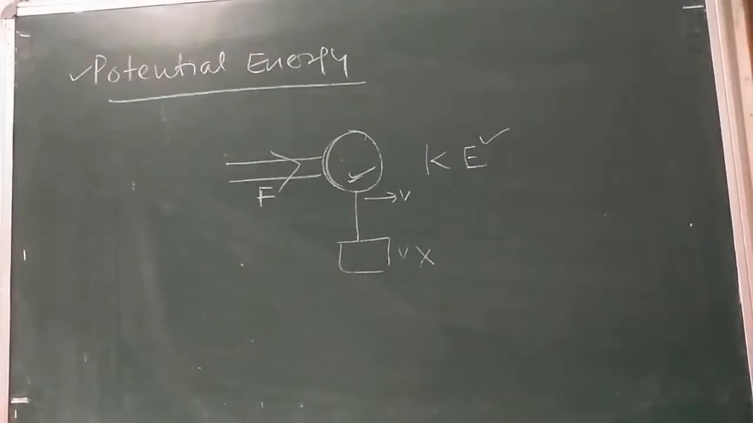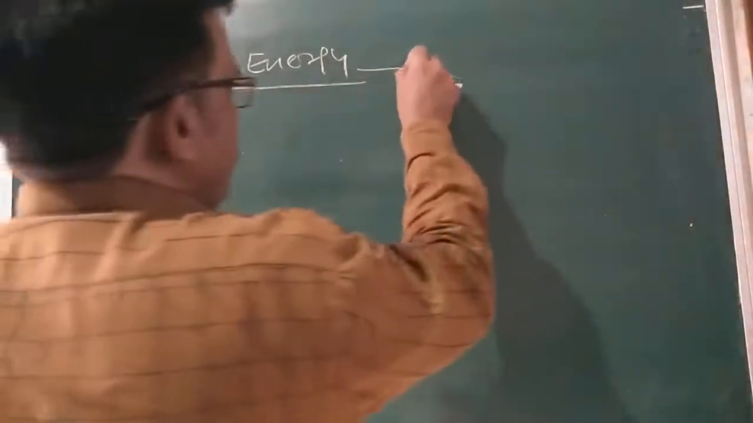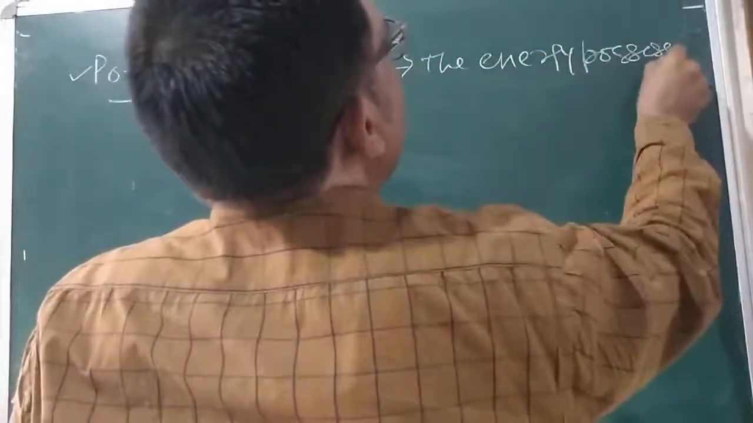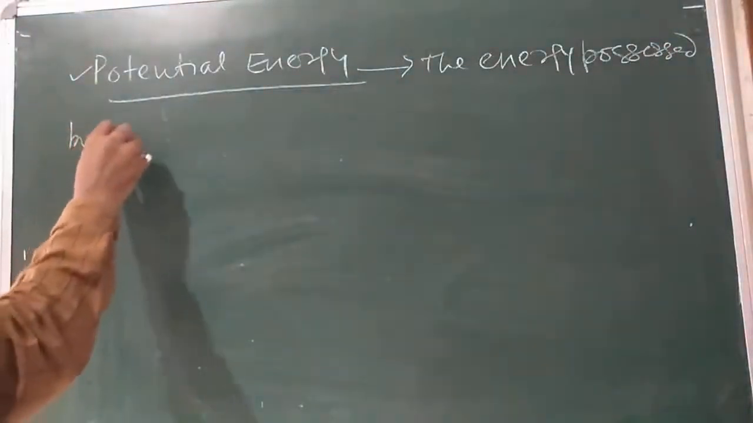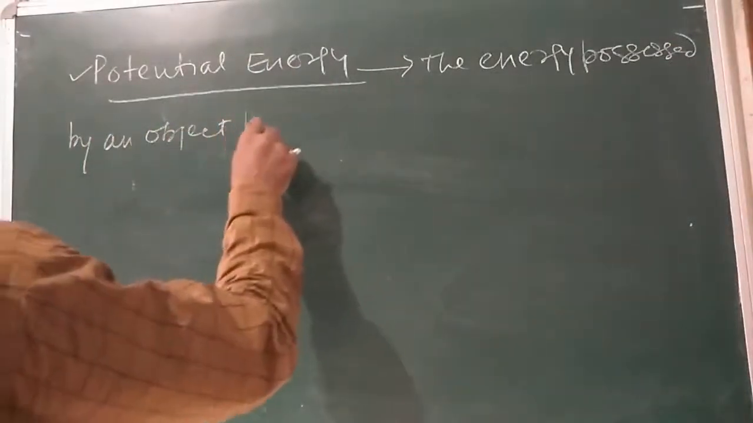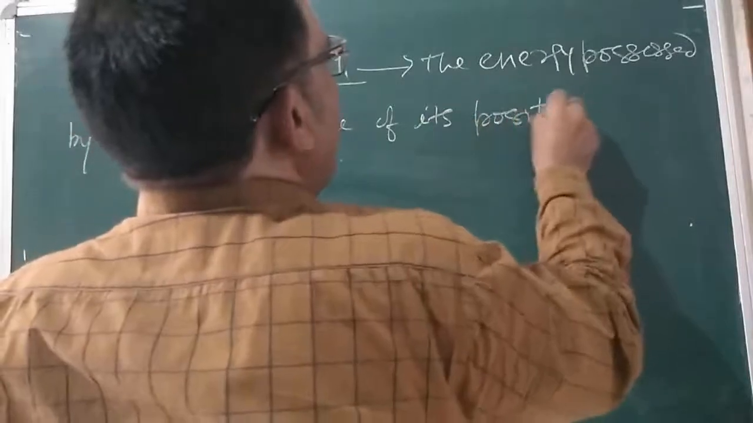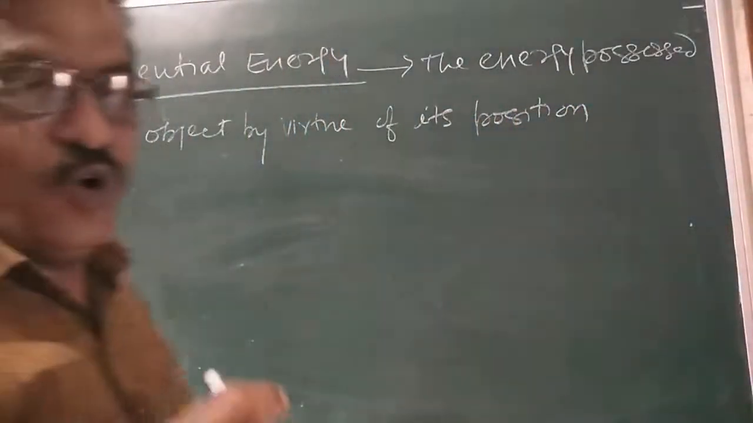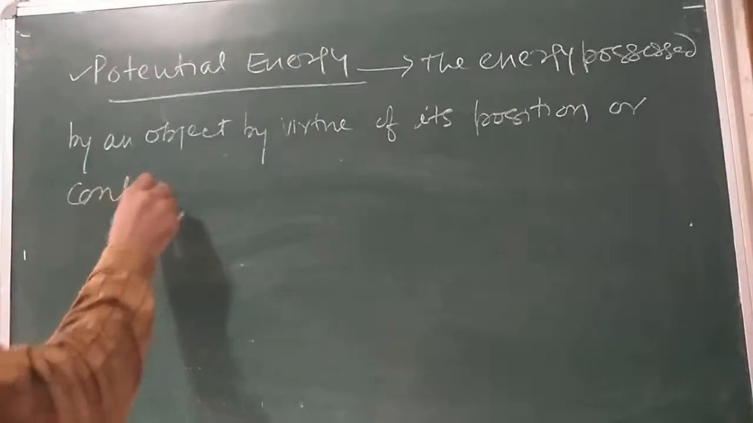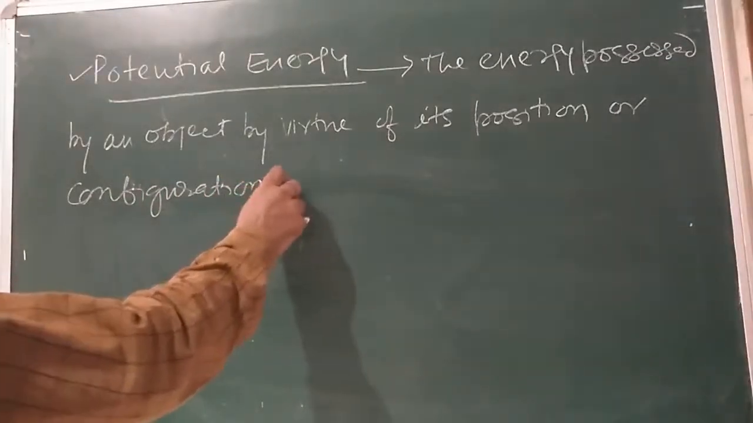So what I want to say, write down the definition of potential energy. That is the energy possessed by an object. The energy possessed by an object by virtue of its position or configuration, position or configuration is called its potential energy.